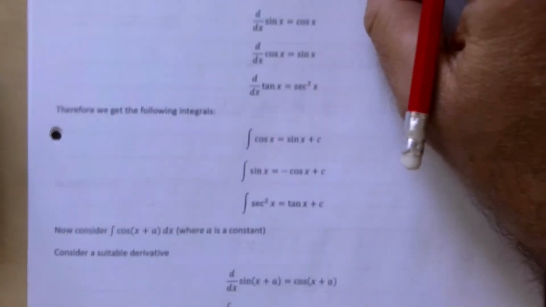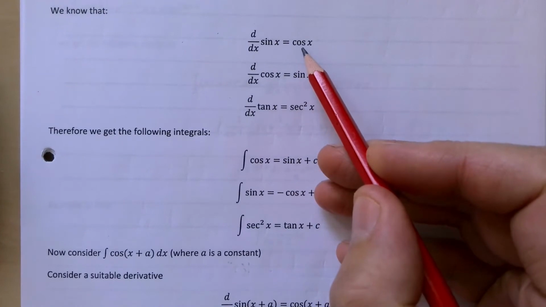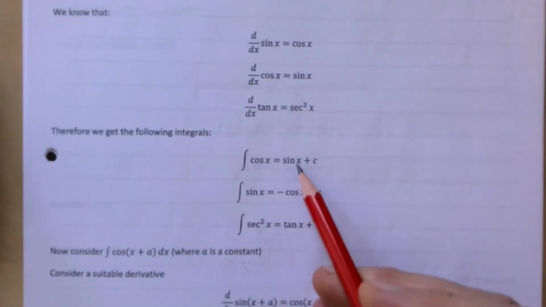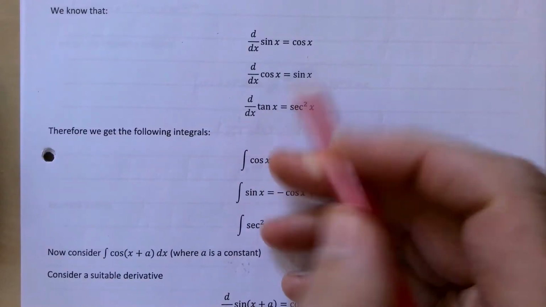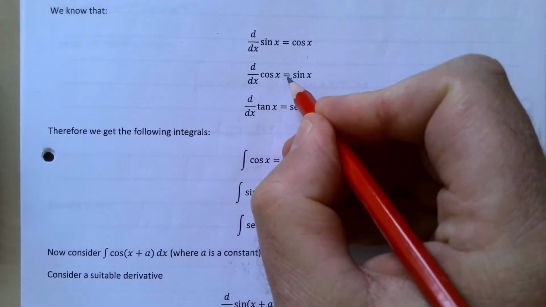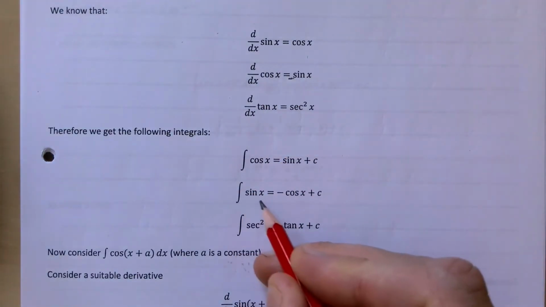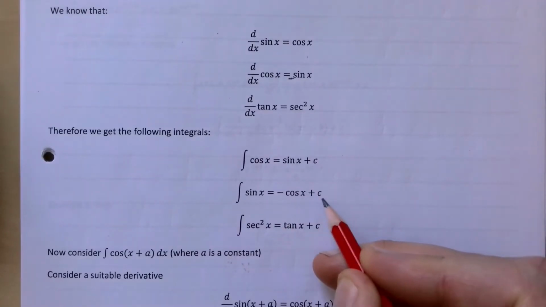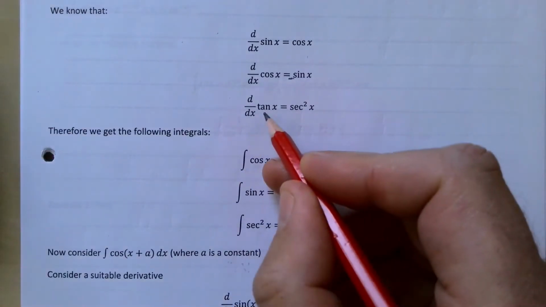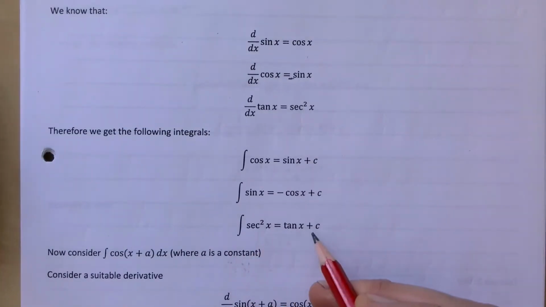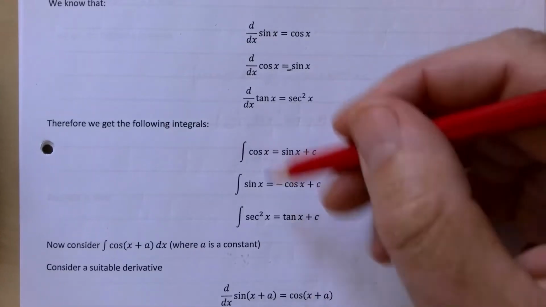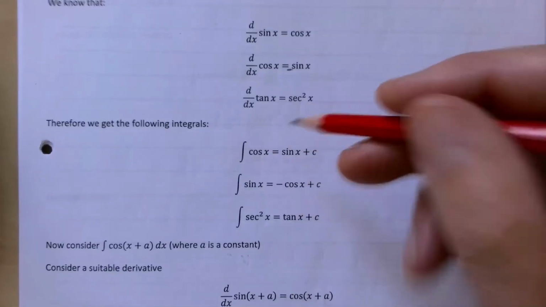We know that if you differentiate sine, you get cos. That means if you integrate cos, you're going to get sine. We know that there's a wee mistake there actually, if you differentiate cos, you get minus sine. That means if you integrate sine, you would end up with minus cos. And if you differentiate tan, you get sec squared. So if we integrate sec squared, then we're going to get tan, and different variations of it. So we want to consider a similar differentiation that we know is going to give us the right answer.